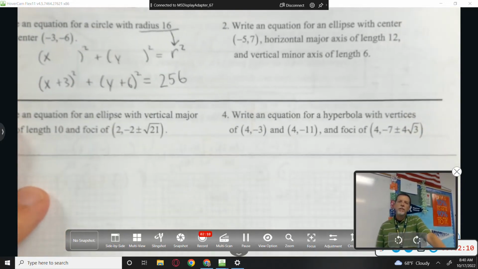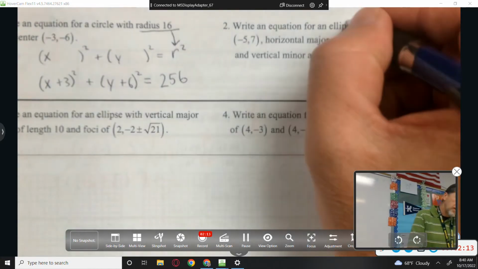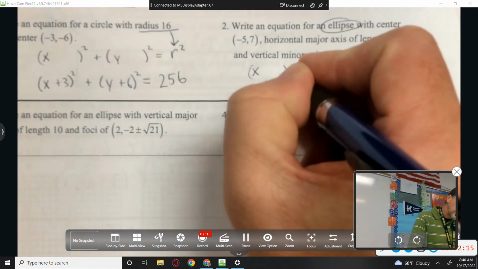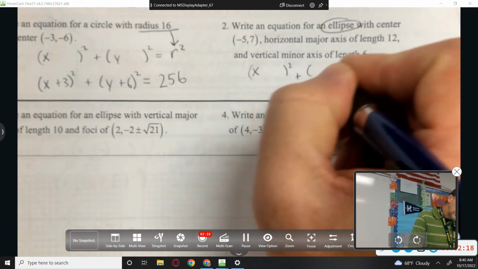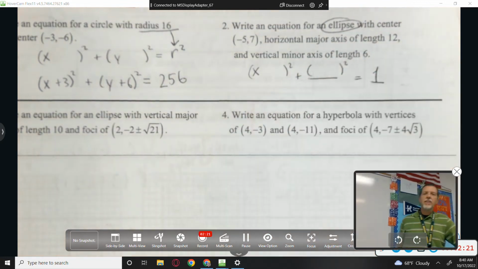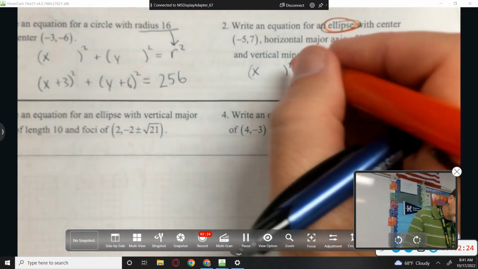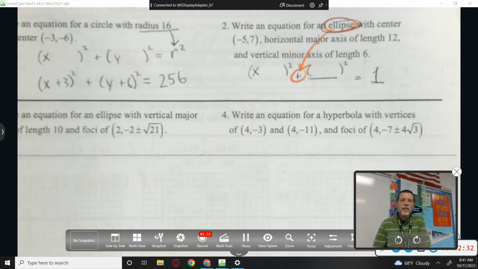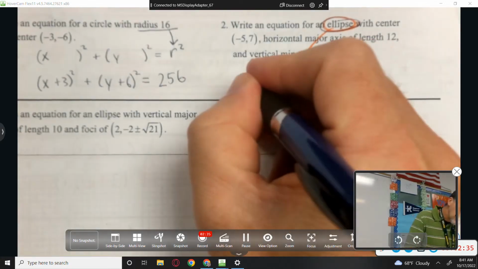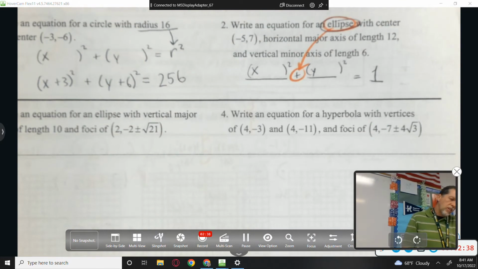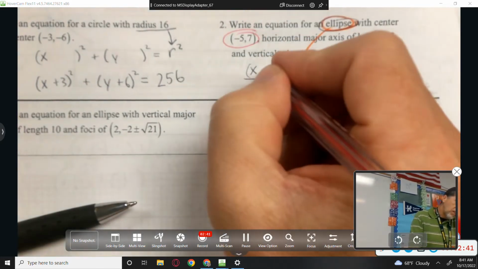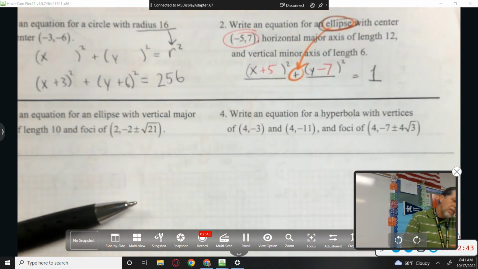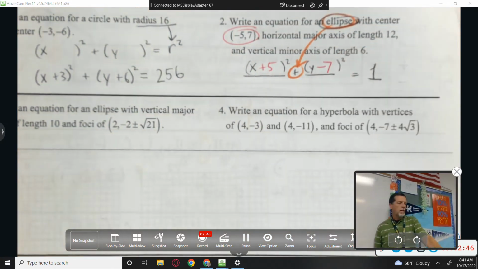You're welcome. Number 2, write an equation for an ellipse. Okay, so I know what an ellipse looks like. It looks like that. An ellipse will have a plus sign there. Ellipses and circles. With the center -5, 7, so x plus 5 and y minus 7. Piece together the information here.